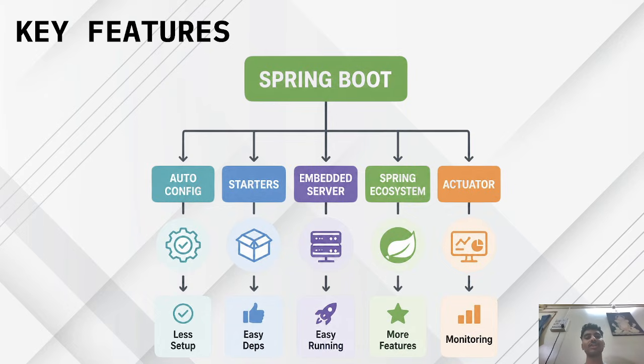Moving on further, we have the key features of Spring Boot. Let's recall all of them again. First is auto configuration, then we have starters, embedded server, Spring ecosystem, and then actuators. What is the use of each? Auto configuration, less setup. Starters, easy development. Embedded server, easy running. Spring ecosystem, which has more features. Actuators for monitoring of this project.